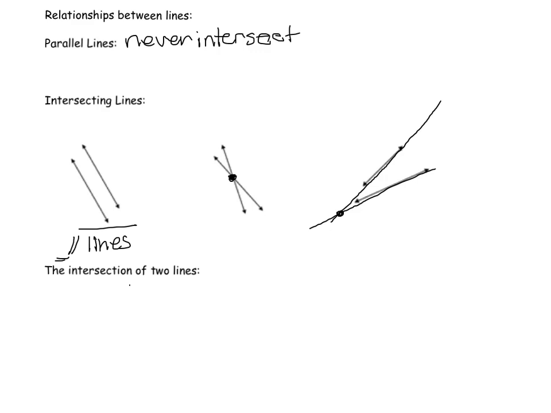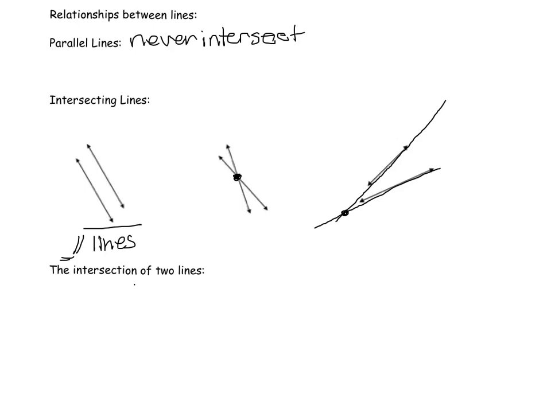So if we look at the second example here, if I call this line M, and I call this line N, and I call this point Z, then I would say that M and N intersect at Z.